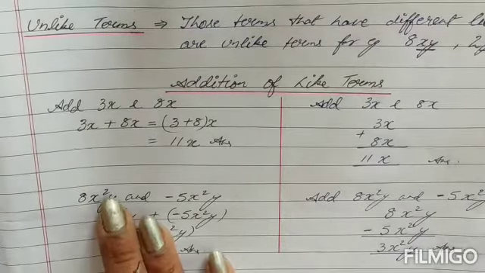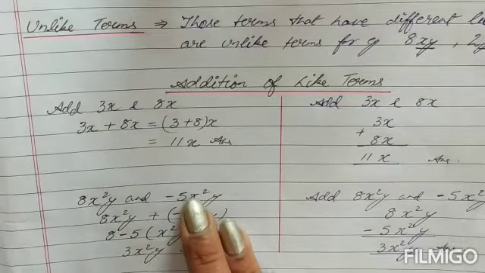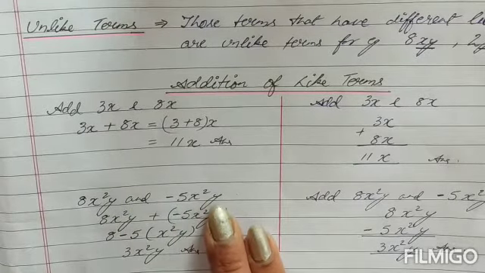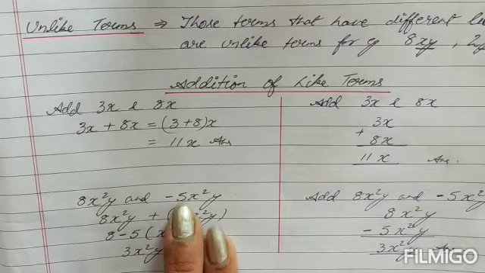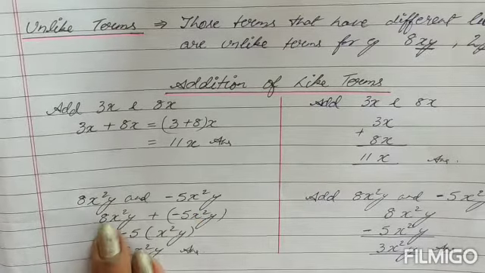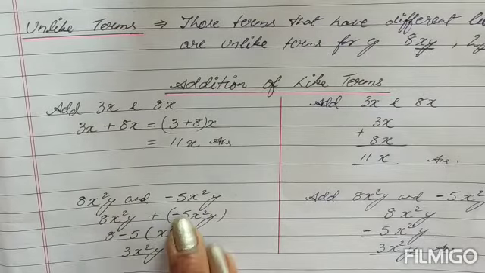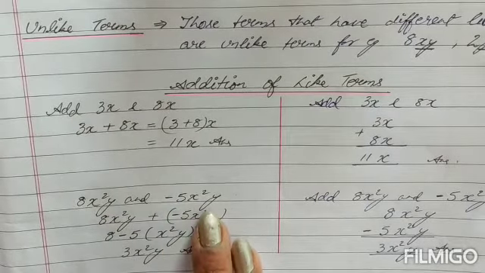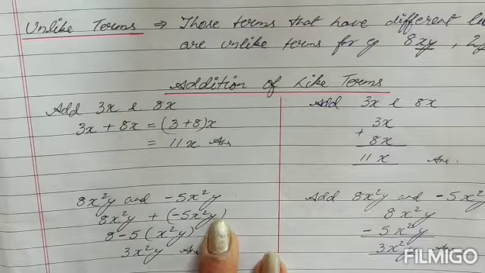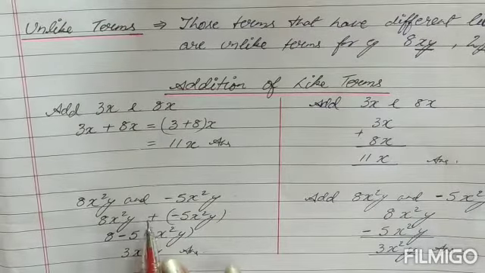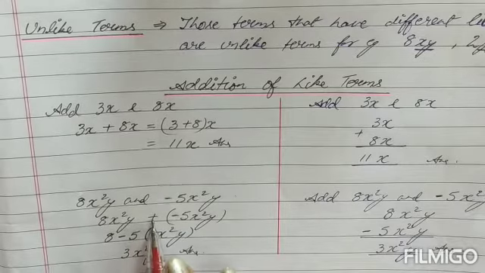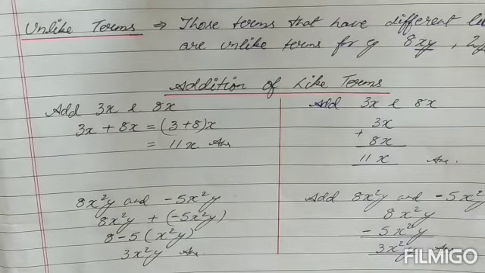8x square y is to be added with minus 5x square y. Now this time I have taken the integer, that is with a negative sign, minus 5. Now what you will do, children, again the method remains the same. You have to add both of them. Now I have put the second one inside a bracket, children, so that you don't get confused with the two signs that have been used. Right now a plus sign is outside a bracket and a minus sign is inside a bracket.